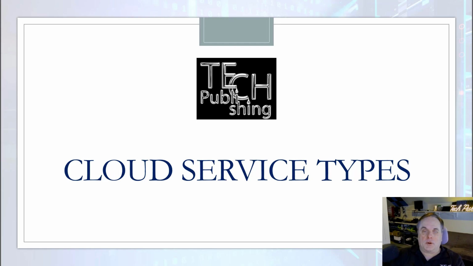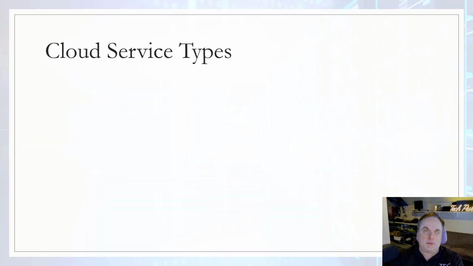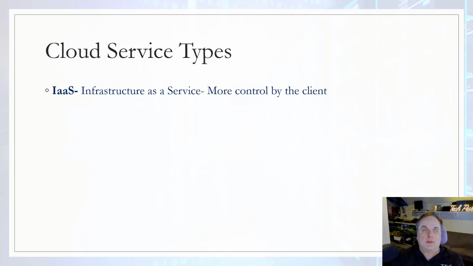Early on in this course, I did show you some cloud models, but in those cloud models, I didn't go into much detail because I was focused on the shared responsibility model. However, I'm going to go into more detail now with the different cloud service types. The first one is going to be infrastructure as a service. That's where you have more control by the client themselves.